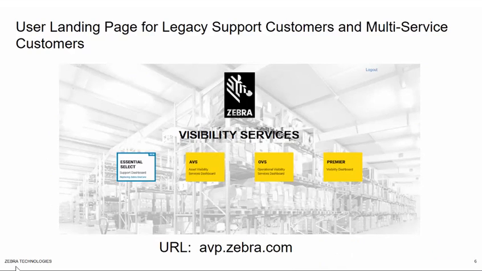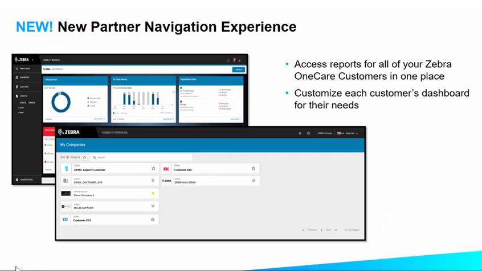We have a new user landing page for legacy customers and multi-service customers. So think of this landing page. Once I log in, maybe I'm an OVS customer today, but I want to take advantage of the new support reports that are coming out. I will see this page and be able to click on the new essential and select link, and that will take me to the new support reports.